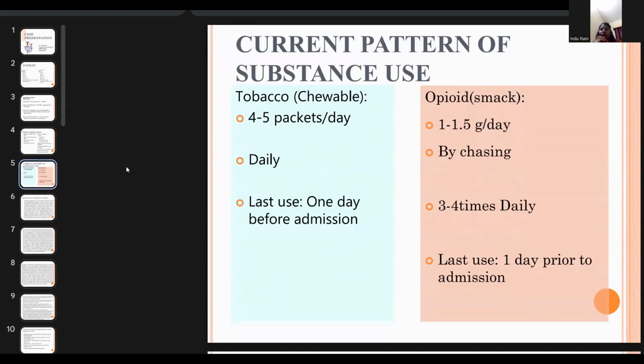Now the current pattern of substance use. He was taking tobacco, chewable tobacco, in around 4 to 5 packets per day, and the last use was 1 day before the admission. And he is also taking opioid in the form of smack, around 1 to 1.5 gram per day. He was taking this substance by chasing on aluminum foil, and he used to take these doses around 3 to 4 times per day. Last use was 1 day prior to the admission.